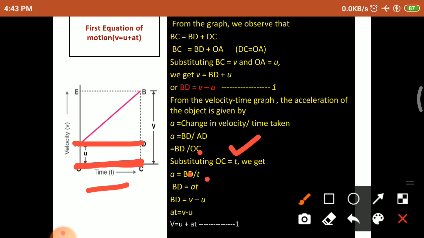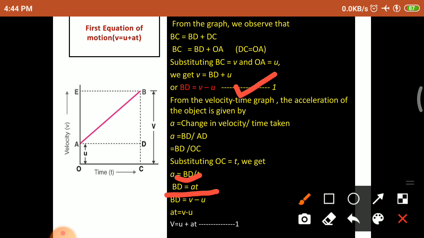If you rearrange this equation, the t will come here. So BD equals at. Now substitute this BD value in equation 1: BD is at, so v minus u equals at. If you arrange this equation, we get v equal to u plus at. So this is the first equation of motion.